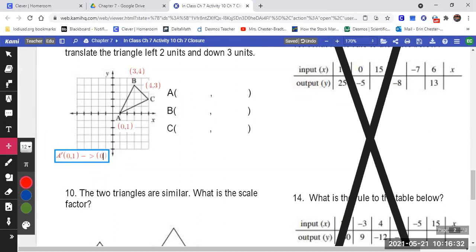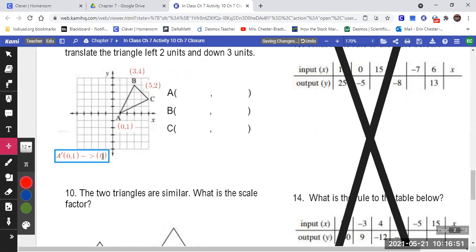C is wrong. What should it be? 4, 2? Thank you. 5, 2? Then is B wrong? No. Okay, we got it. Perfect. Thank you.